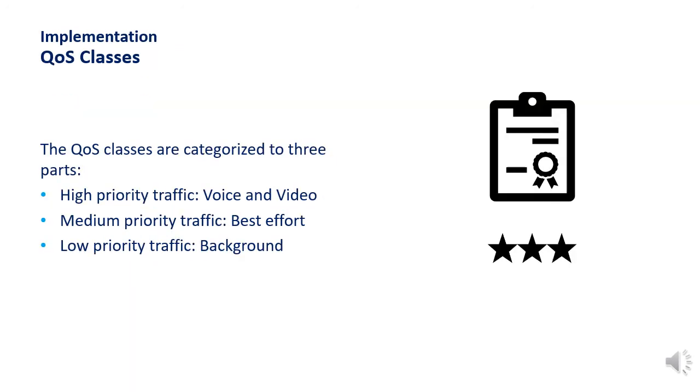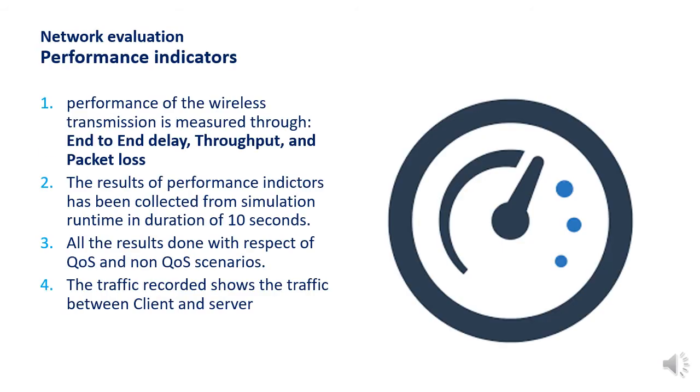The quality of service classes are categorized into 3 parts: high priority traffic that includes both video and voice traffic, medium priority traffic that handles best effort traffic, and the low priority traffic that has background traffic.